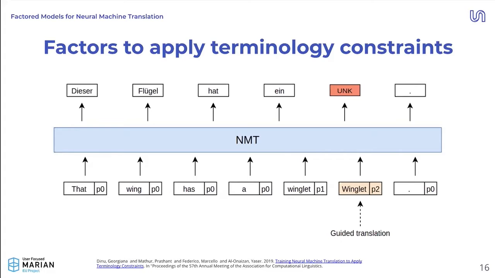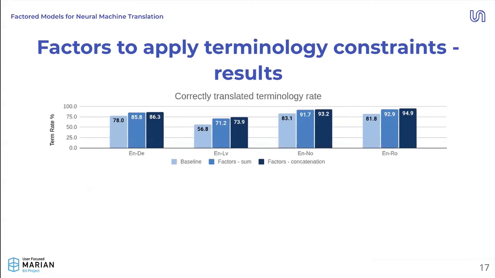And hopefully, after training, the system learns that every time it sees a word marked with a P2 after a word marked with a P1, it knows that to translate the word marked with a P1, it should choose the word that we added to the target marked with a P2. And now, this translates into results. So we tested this for 4 language pairs, English to German, Latvian, Norwegian, and Romanian.